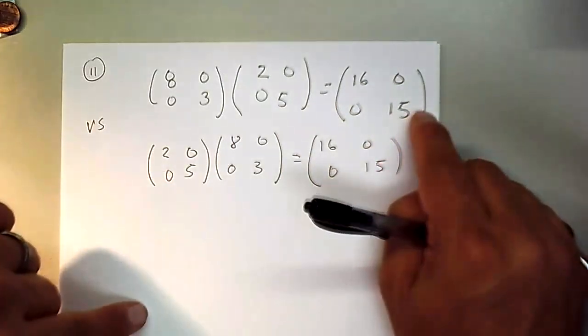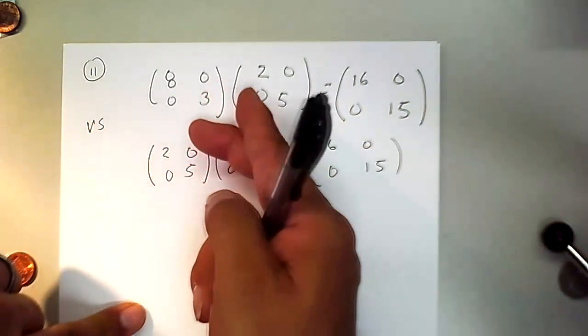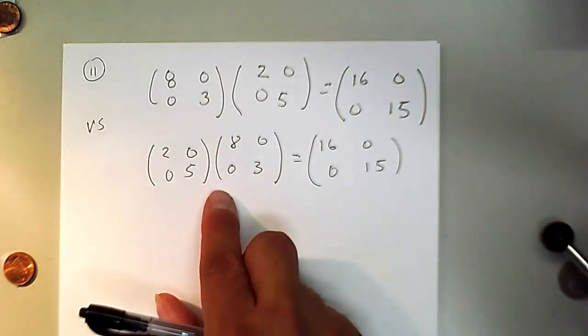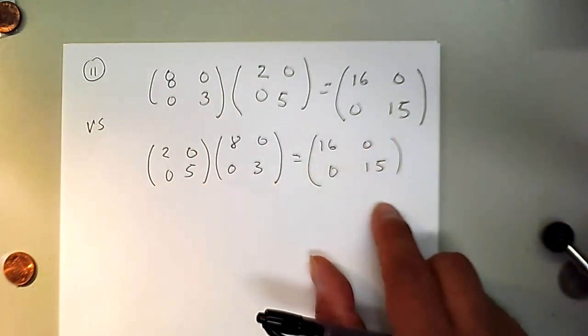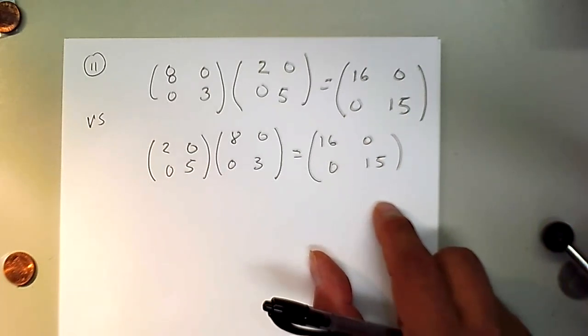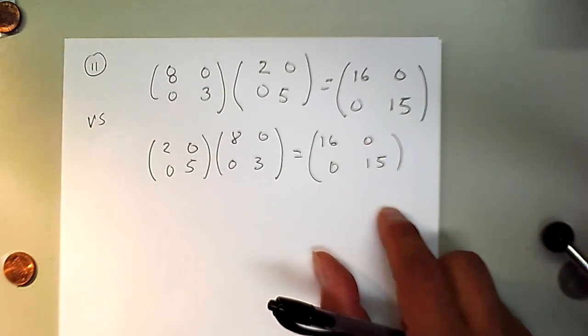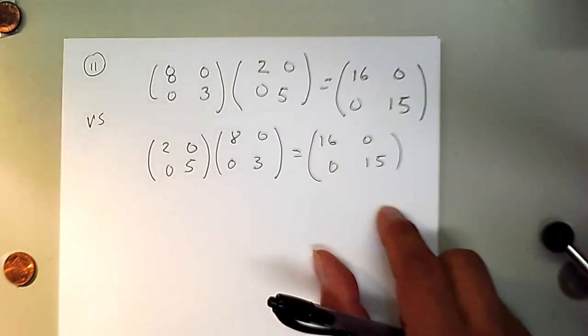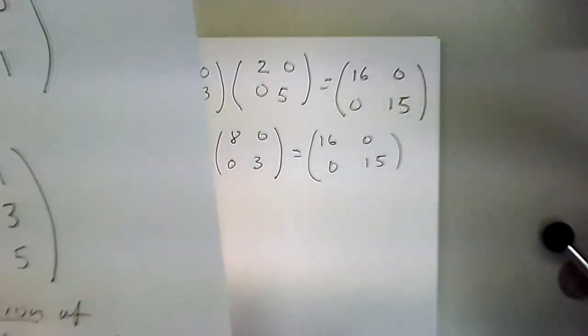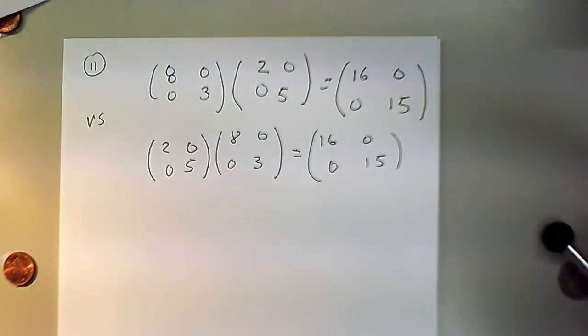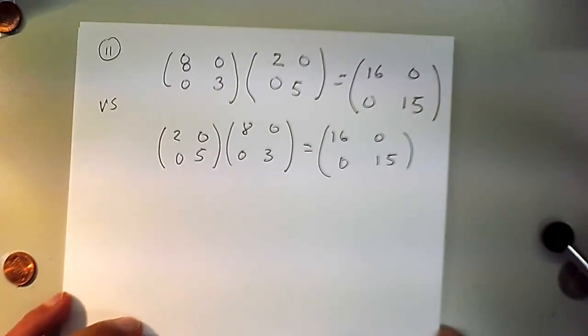So in this case, when we change the order of the multiplication of the matrices, the order did not matter because we end up with the same answer. So occasionally it is true that the order doesn't matter, but there's at least one example, examples 9 and 10, that show that the order matters.